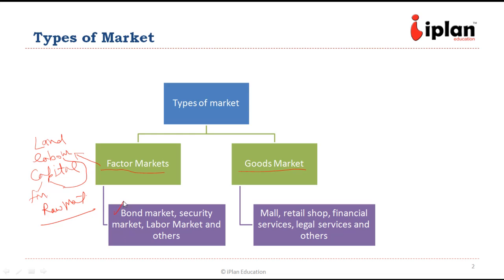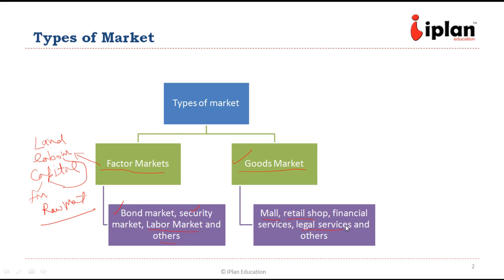For example, bond market and security market, they are markets for financial capital. Labor market is for human capital, and there could be other markets from which we acquire these inputs. Another type of market is goods market, where we buy various kinds of goods and services, shopping mall, retail shop, legal services, financial services, etc.